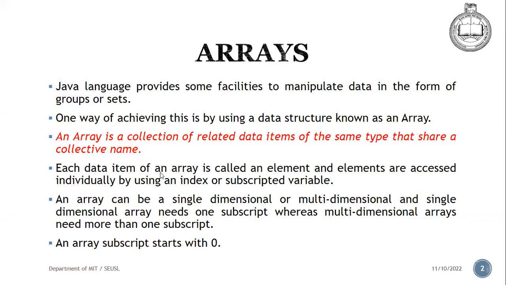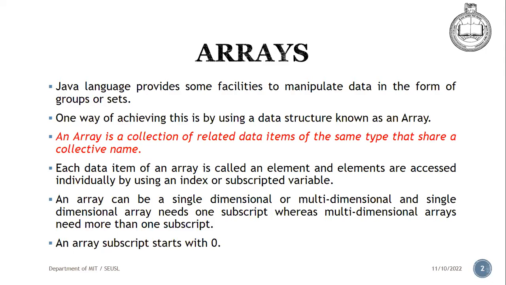So that's what I mean: each data item of an array is called an element, and elements are accessed individually by using an index or subscripted value. There is another name for that variable. We call it an index. In my lecture series, I'll be using that, the commonly used term, index, but there is another name for that as well, which we call a subscript. An array can be single dimension or multi-dimension.